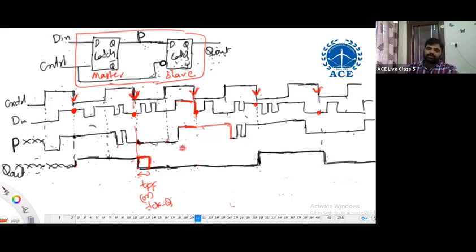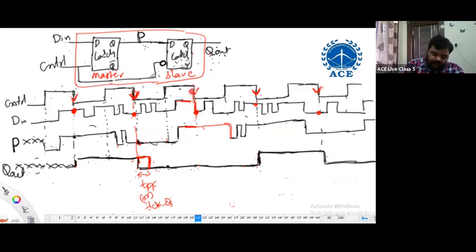Anyone has any questions? Why it is happening like this, sir? It is not able to propagate this change before it is getting disabled. At this point of time, it is getting disabled, correct? Its input is changing from 1 to 0, but before it is getting disabled, it cannot propagate the change to the master output. That is the problem we are facing in this.